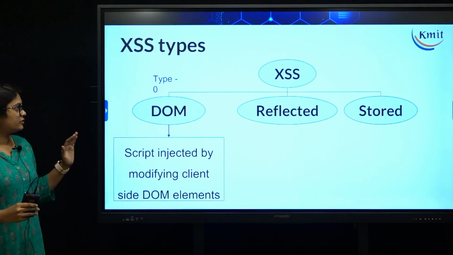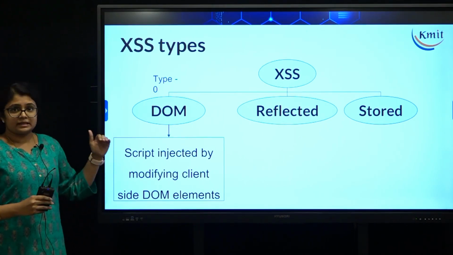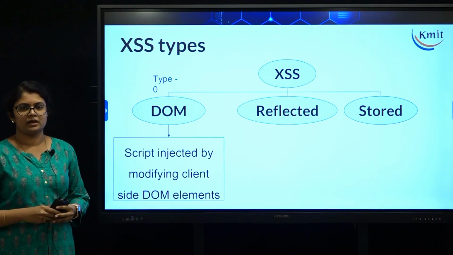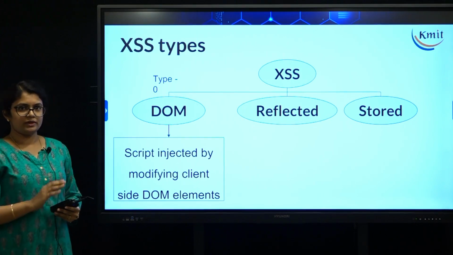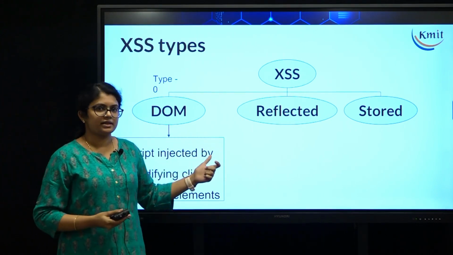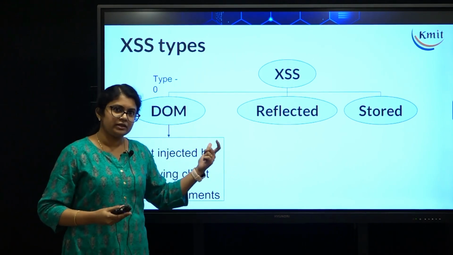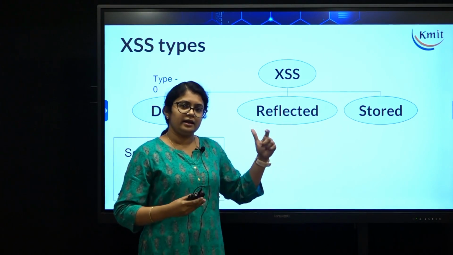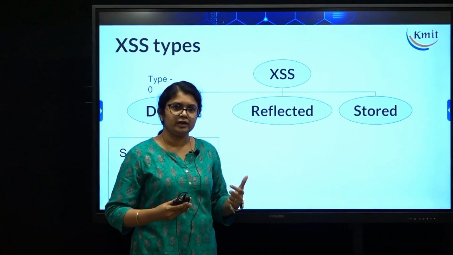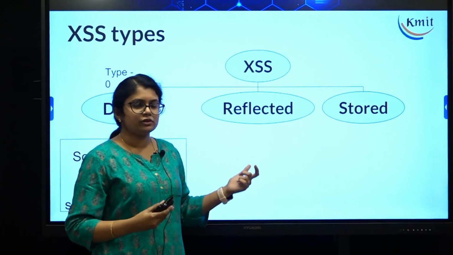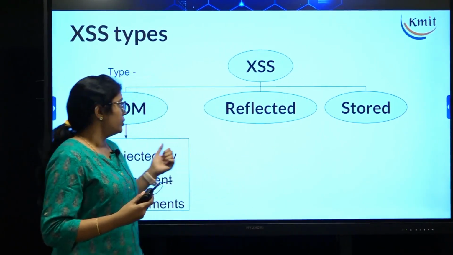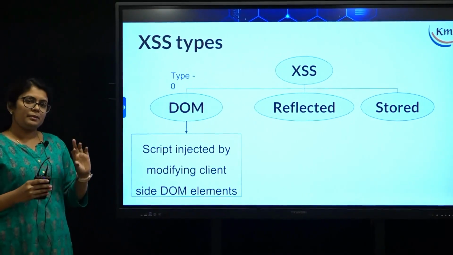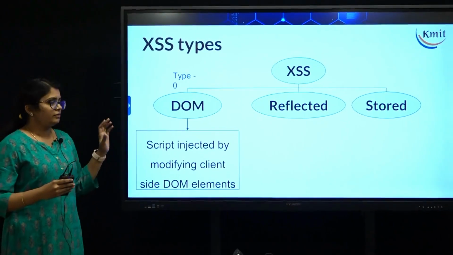What happens in the case of a DOM XSS attack is that script is injected by manipulating the DOM elements on the website. In the previous cases, in the case of reflected XSS attack, the script was injected using the query parameters, whereas in the case of a stored XSS attack, the input fields which were taking input that was not validated were used for launching the attack. But in the DOM XSS attack type, the script is directly injected by manipulating the DOM elements of the website.